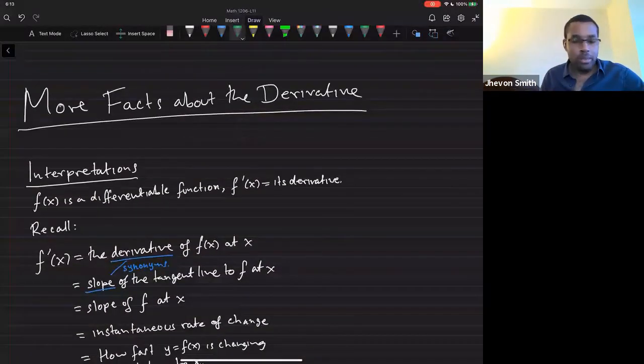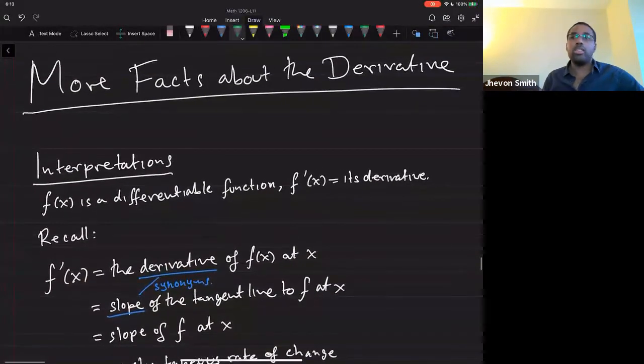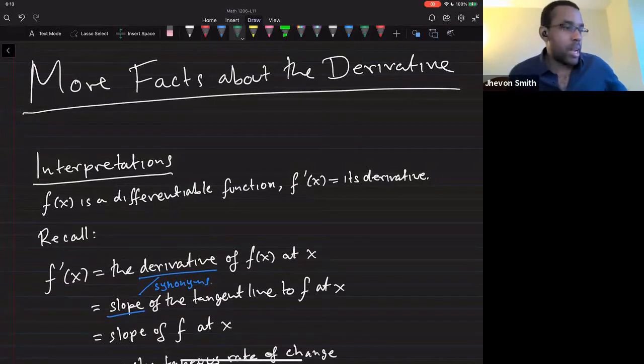Then we went into more facts about the derivative because I do want to get into some applications, which I think finally we're going to get into today. But I do need you to know some background about derivatives.